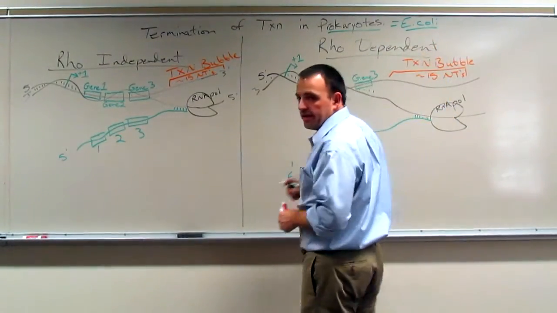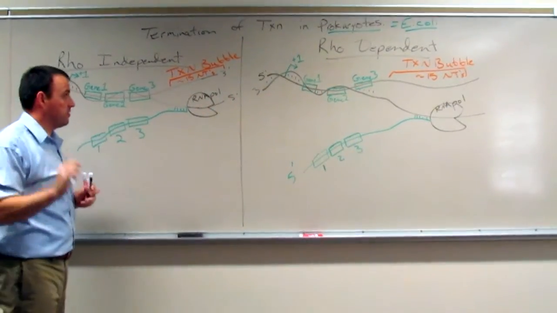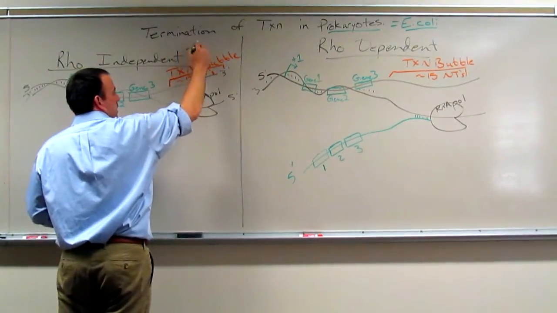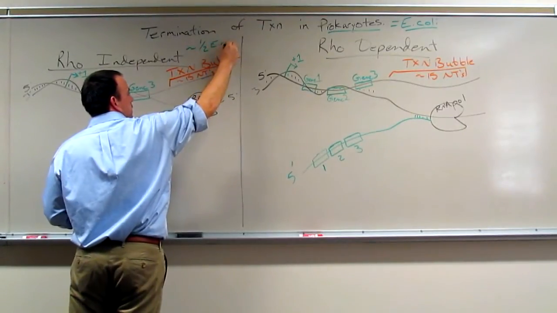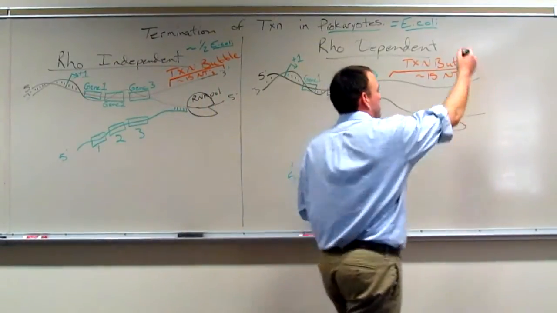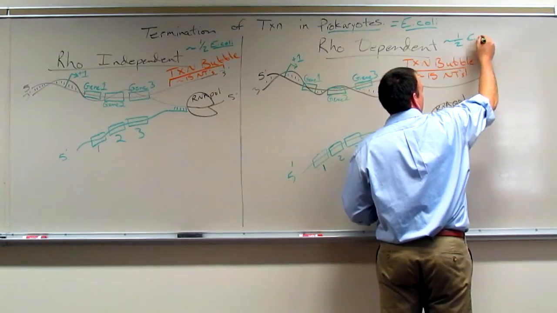And I'm about ready to tell you the two major ways that E. coli terminates transcription, okay? Rho-independent termination occurs in about half of E. coli genes. And Rho-dependent termination of transcription occurs in about half of E. coli genes.